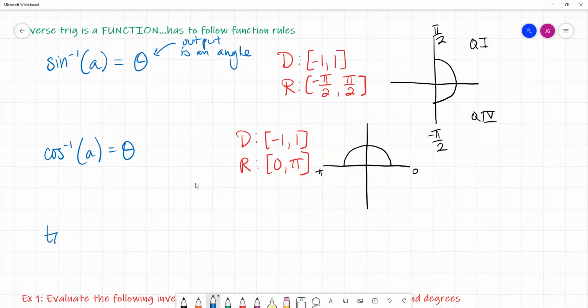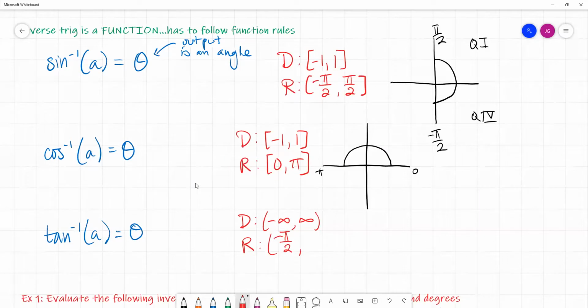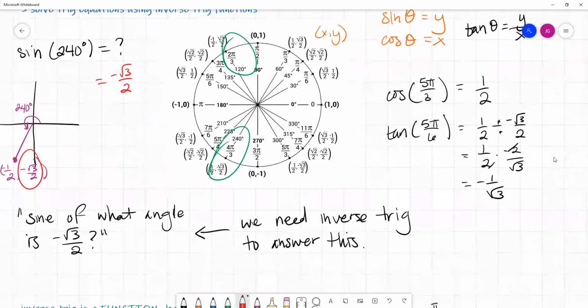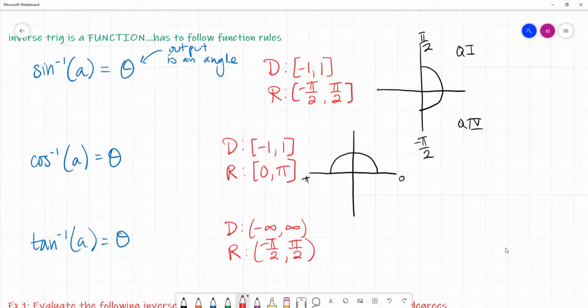Okay, and then the last one, tangent inverse of a is equal to theta. The domain for this one is completely different. It's actually going to be all real numbers, from -infinity to +infinity. And then my range is going to be similar to the range for sine inverse, but with parentheses instead of brackets. That makes sense because remember, when I take the tangent of pi/2, up here at (0, 1), y divided by x is 1 divided by 0, undefined, right? And so that's why we have to make sure we don't include those.